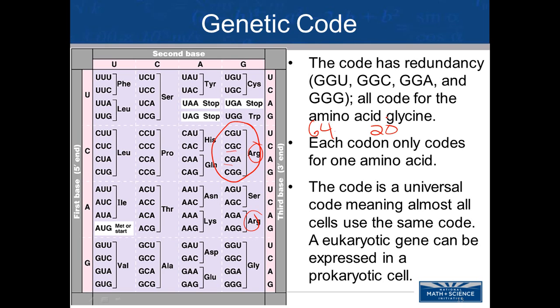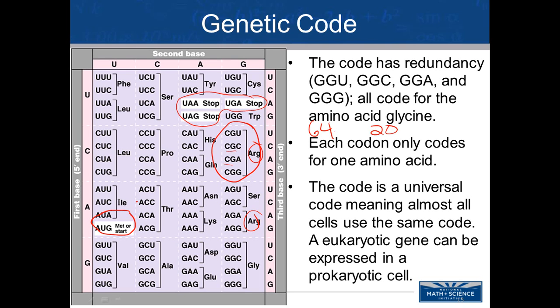All right? Now, there are also 3 stop codons. So actually, 61 code for amino acids. And then down here, this is kind of interesting, AUG codes for the amino acid methionine, but it also codes for start. It turns out that each codon codes for only one amino acid, or start or stop. The code is universal, meaning that almost all cells use the same genetic code, prokaryotes and eukaryotes.